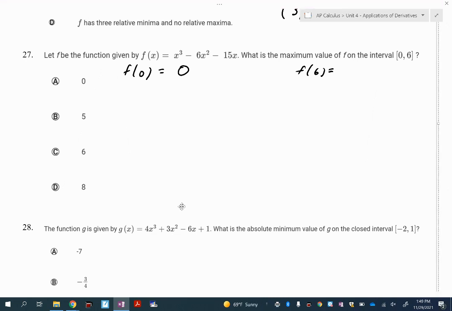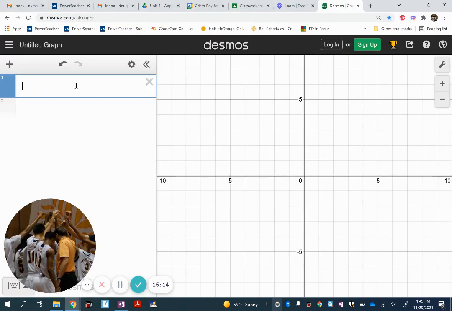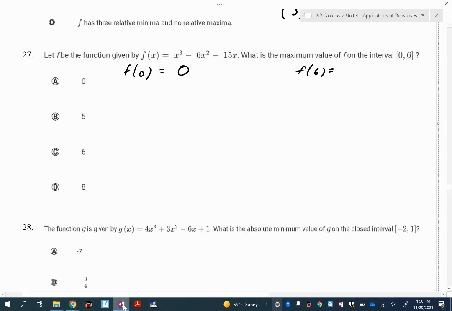So I'm going to do 6 cubed minus 6 times 6 squared minus 15 times 6. I think that's what it is. I'm going to confirm. Okay, so that's negative 90.